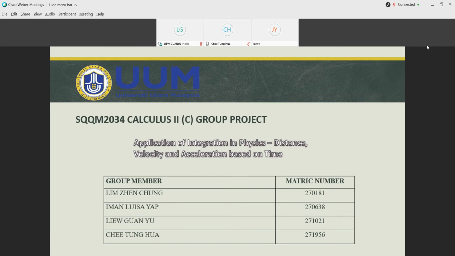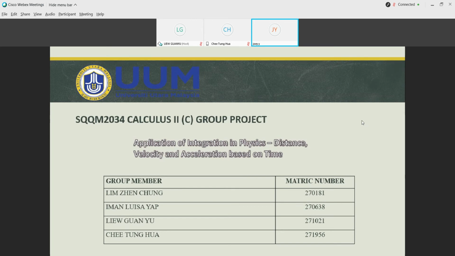Today, we are going to present our group project. Our topic is application of integration in physics, distance, velocity, and acceleration based on time. My name is Iman Luisayap and my metric number is 270638.